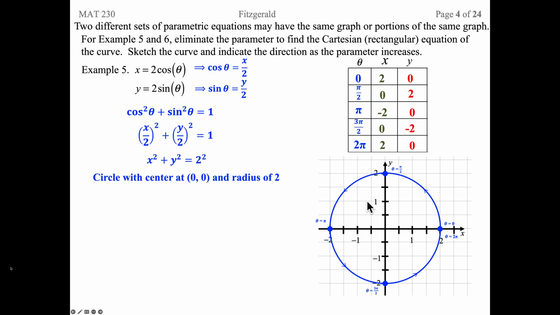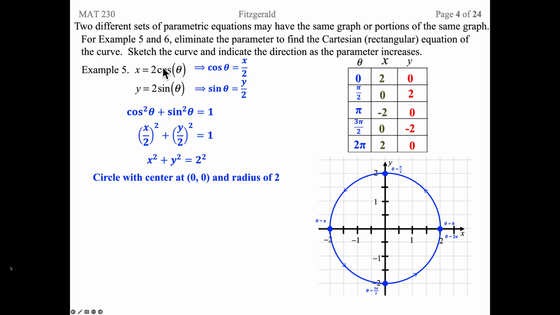So, we made a circle. Example 6, it's going to be all or part of this circle, but it's a completely different parametric equation. Here we had trig functions with theta as our parameter. Here we have algebraic functions with t as our parameter.